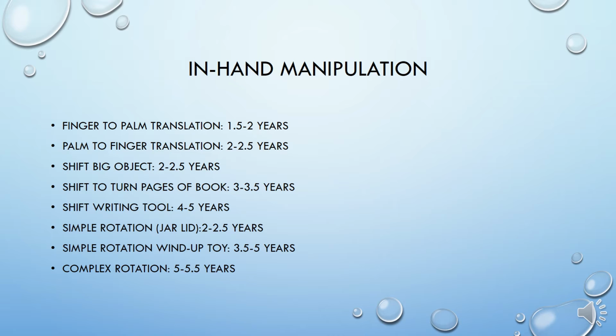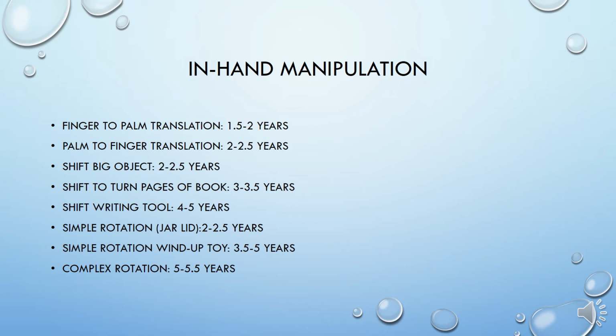If you look, a 1.5 to 2-year-old can do finger to palm translation. They can pick something up and get it in their palm and hang on to it and then pick up the next thing. Going the other way, taking something out of your palm and bringing it to the fingertips, is a little older, a little harder.